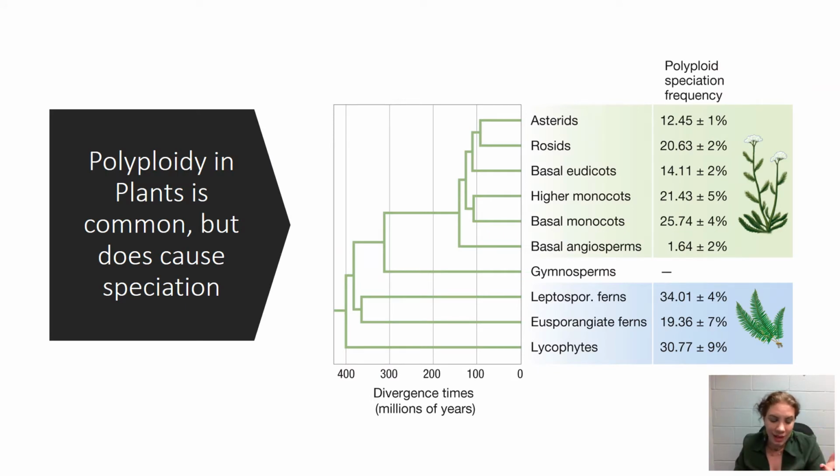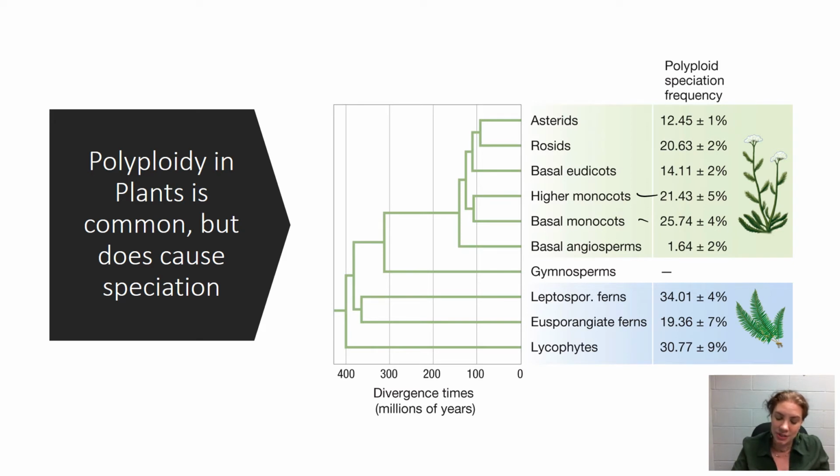So, as I mentioned, in plants, polyploidy is common, but it also does lead to speciation. So what you're actually looking at basically is the frequency of speciation for a bunch of different types of plant lineages. In particular, if you look at the asterids, about 12.5% of them are polyploid, greater than diploid. For the rosids, it's 26%, or 20%, sorry. For the monocots, the baseline monocots, it's almost 26%. For the higher monocots, it's about 21%.